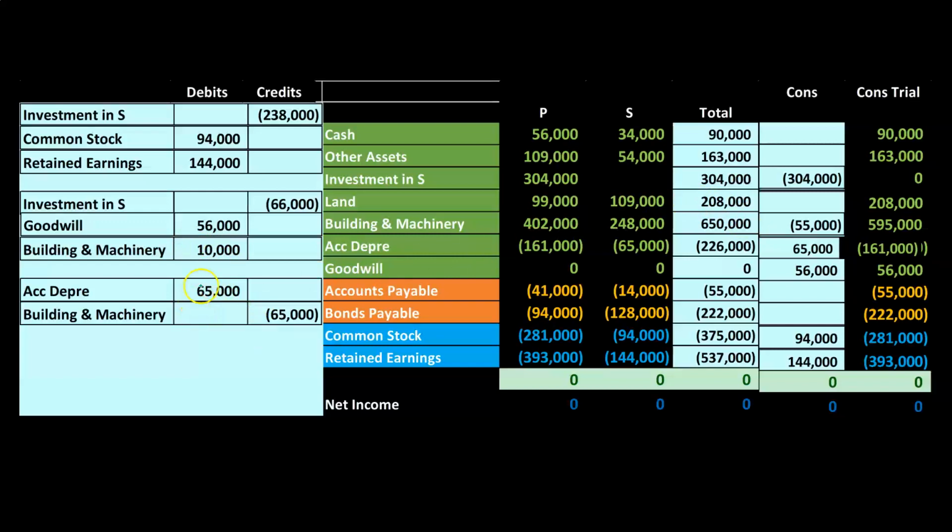So if we just review these items, the investment account here has been adjusted. We took that down by two journal entries, right? We had the investment account here, taking it down, and then we have this investment account, netting out there. Then we have the building that we just took a look at. We have the accumulated depreciation, which we adjusted. The goodwill is now going on the books at the 56,000, and then we removed the common stock and the retained earnings for S.